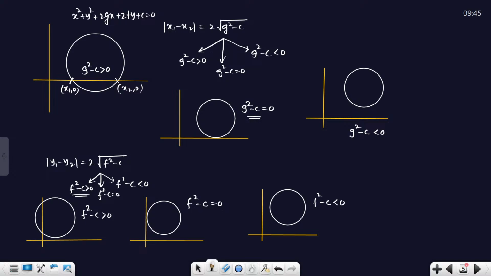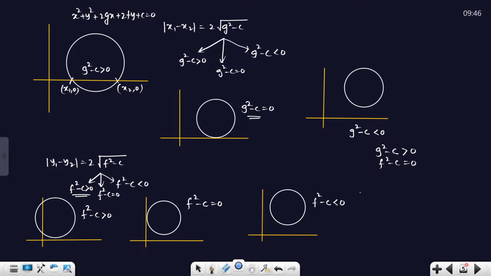Clear? So now a very interesting thing is that if we combine those things, we can get different forms of circle, different conditions of the circle touching or intersecting the x and y axis. Like if I say that your g square minus c is greater than 0, but f square minus c is equal to 0. What do you mean by that? G square minus c is greater than 0 means it is intersecting the x-axis. F square minus c is equal to 0 means what? It is touching the y-axis.